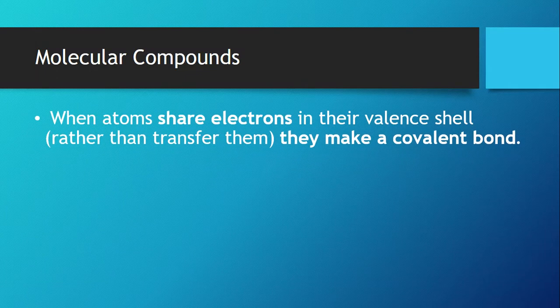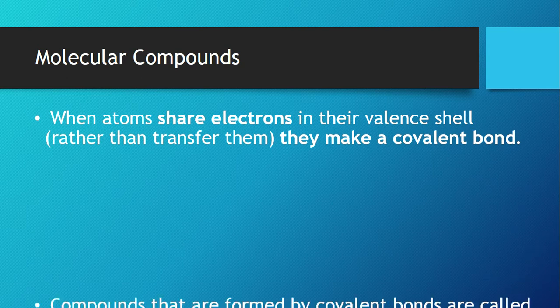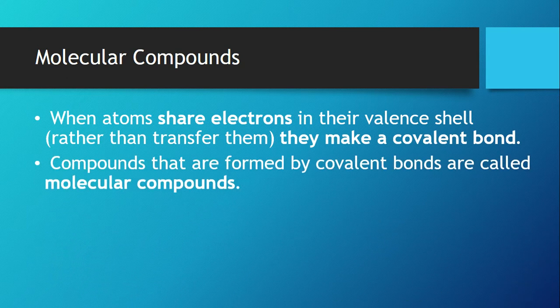When atoms share electrons in their valence shell, rather than having a transfer, we call this a covalent bond. So a molecular compound is made up of one or two covalent bonds. We'll talk about the scenario where we just have one covalent bond first, and then we can move on. Compounds that are formed by covalent bonds, like I said, are called molecular compounds. The reason that we call them molecular compounds is whereas in ionic compounds we were forming ions, in molecular compounds we form molecules.